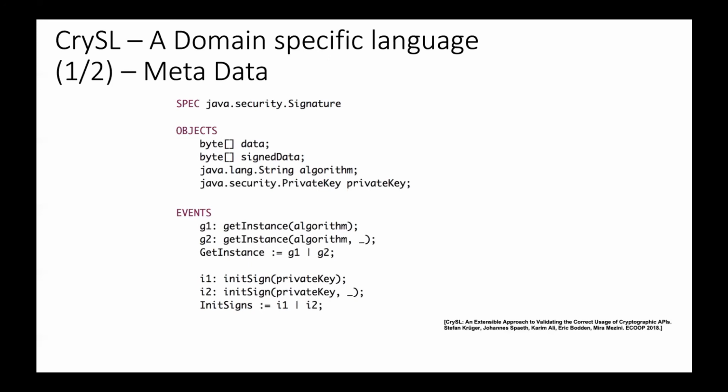And the next section is events. This is again like objects, but here instead of collecting actual objects, you are going to be collecting methods, right? So here what you're essentially saying is that, hey, G1 refers to any call to get instance with one parameter of type string. G2 refers to any call to get instance with any number of parameters, but the first parameter is of type string.